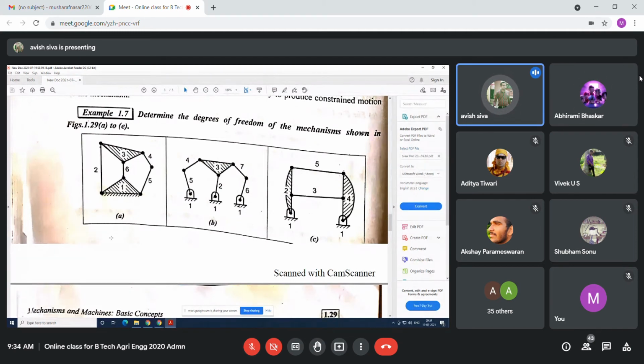Two hatched triangles are there. 2 links. Then you can see the other 4 links. So total number of links will be equal to 6.